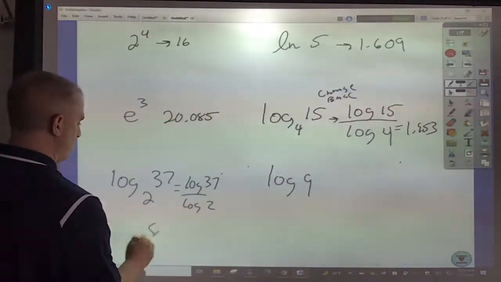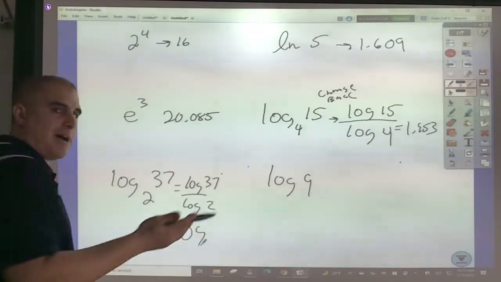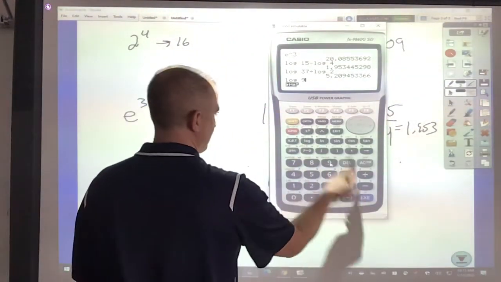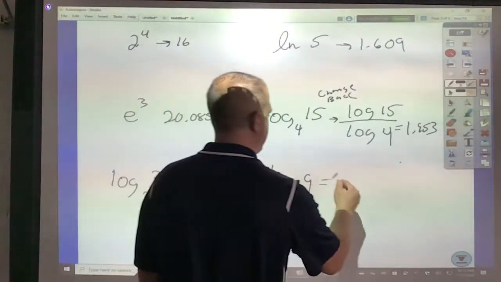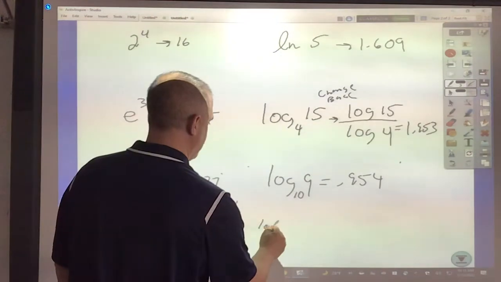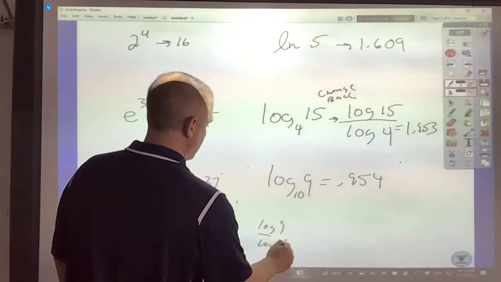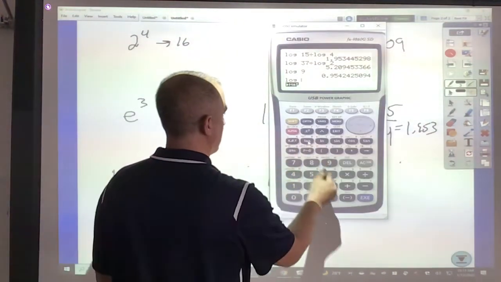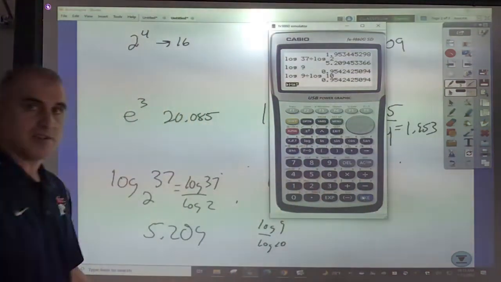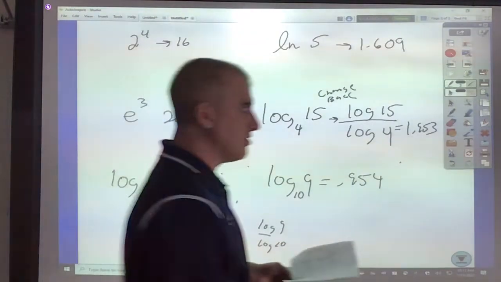That's 5.209. Now you have two options with this one. You can just type that in as log of 9, and we know that that's base 10. If you wanted to do a change of base, you could, but what you're going to see is it gives you the same answer. Log of 9 divided by the log of 10. As you see, it's the same thing. So that's some brief calculations.